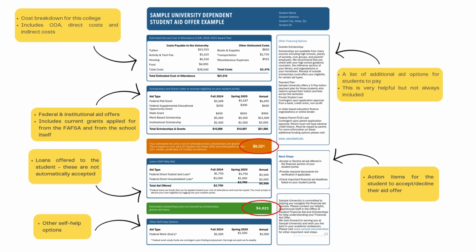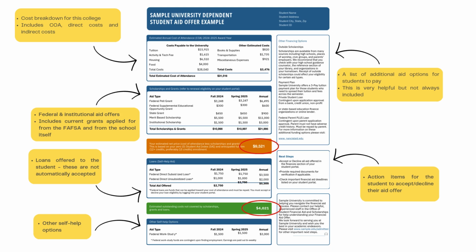So you can see here at the top, it should say the name of the college or university, as well as that identifiable student information, so you know this is the correct offer for you. And you should also see the award year that this offer is for, which if you are a current senior, is going to be 2025-2026.